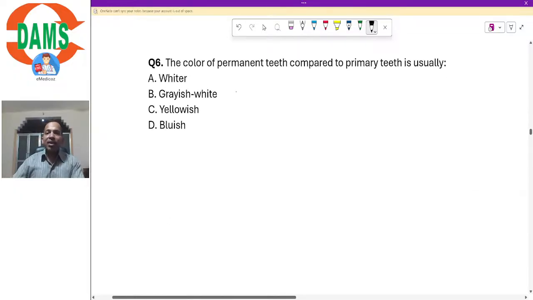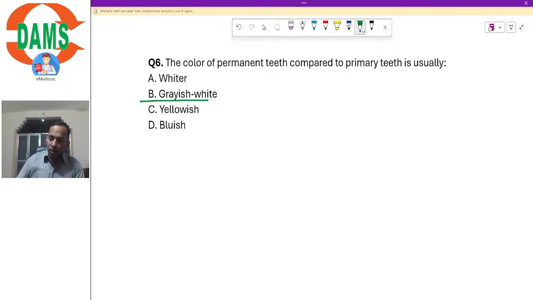The color of permanent teeth compared to the primary teeth is usually, as we have discussed here, that the permanent enamel is more translucent, it is more mineralized, so more of the underlying dentine is visible, and that's why it would appear more yellowish, right?